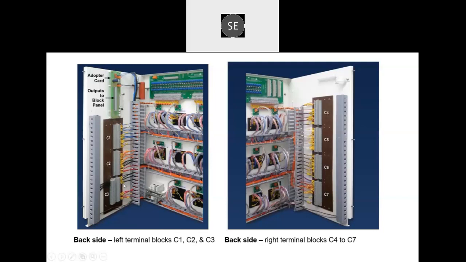On the left of the screen, we can see terminal blocks C1, C2, C3. These are used for terminating cables or wires from the block panel, wires from station signaling, and wires from a data logger for monitoring purposes. Similarly, C4, C5, C6, C7 are also for wiring station inputs or block panel inputs, or wiring to the data logger for monitoring purposes. So in total there are 7 terminal blocks visible here for wiring purposes.